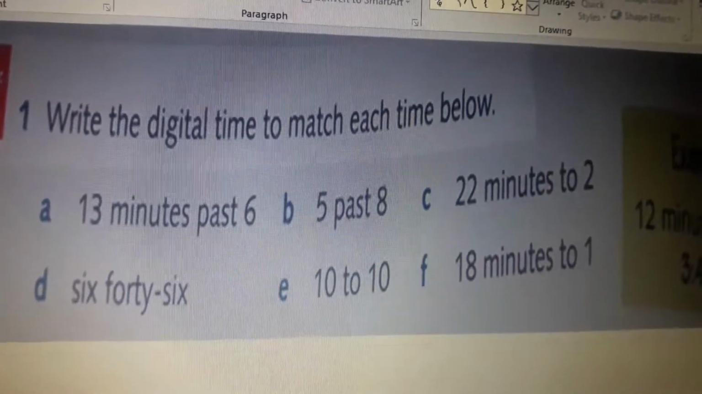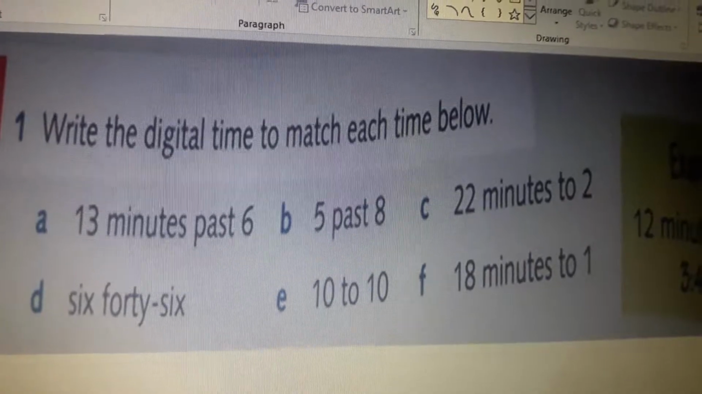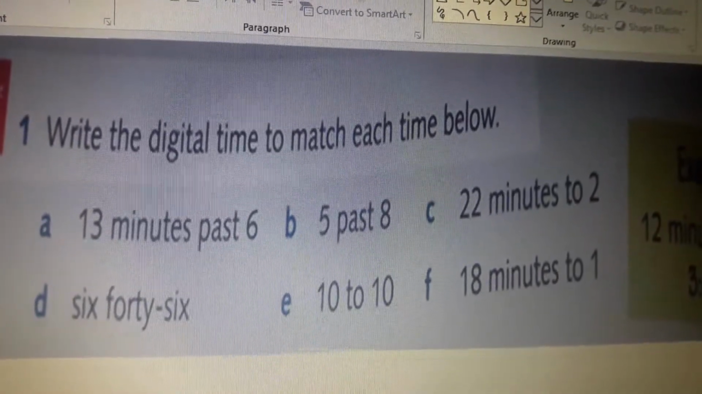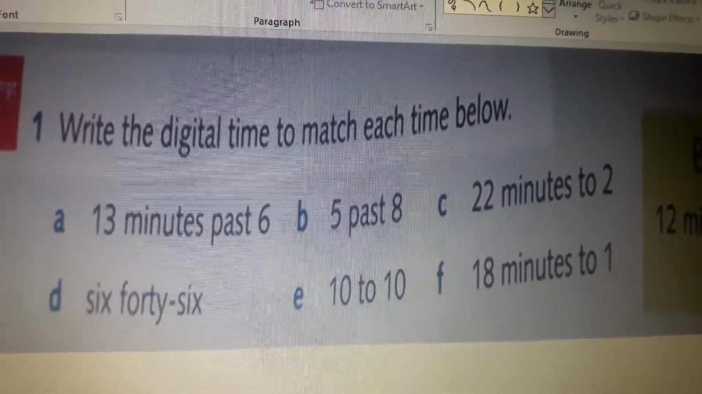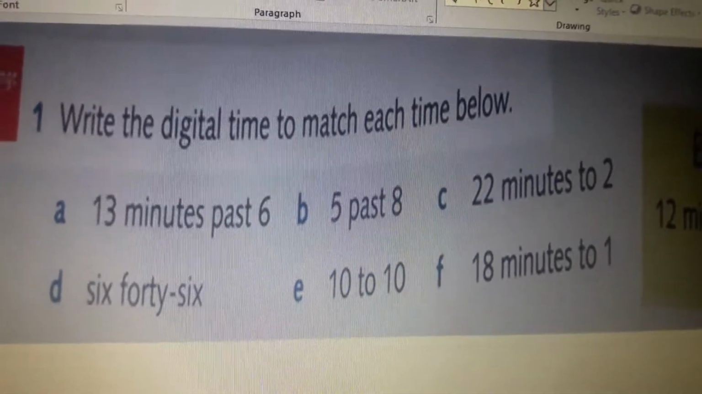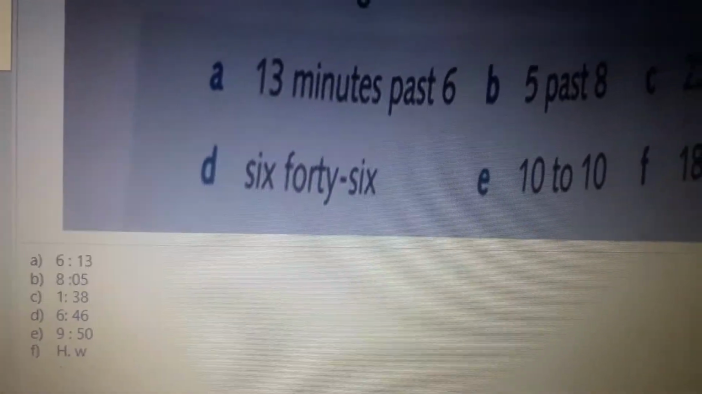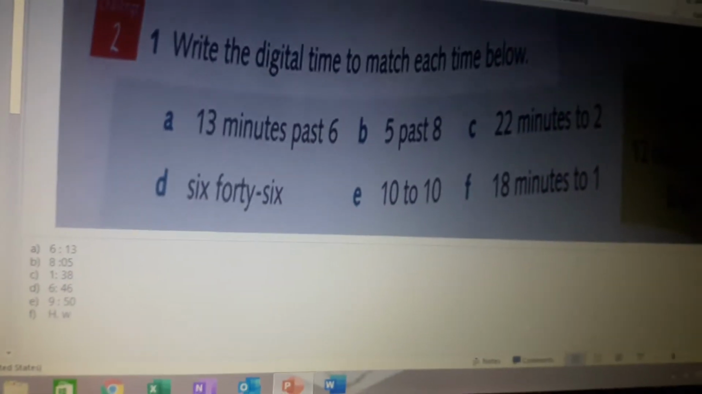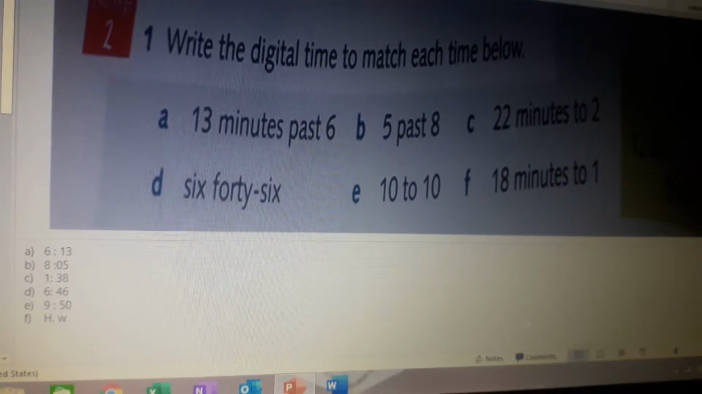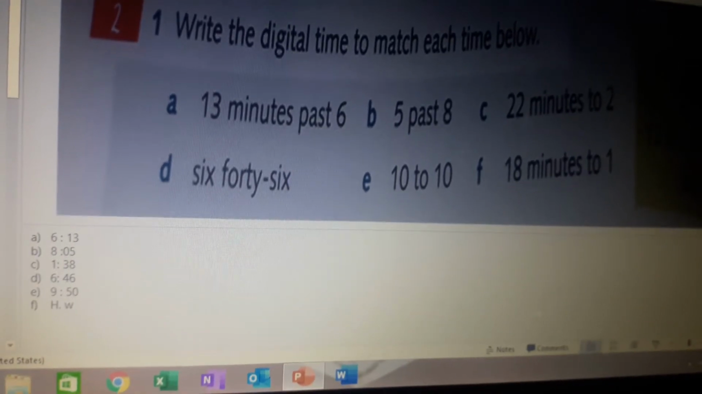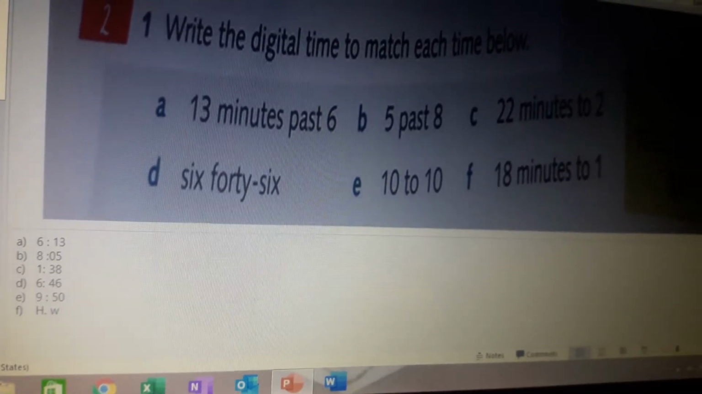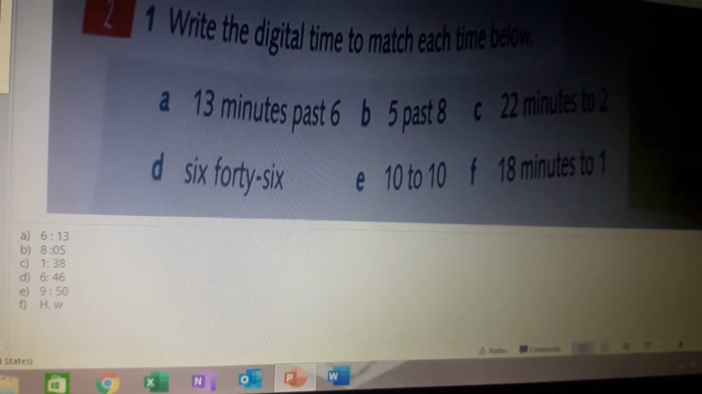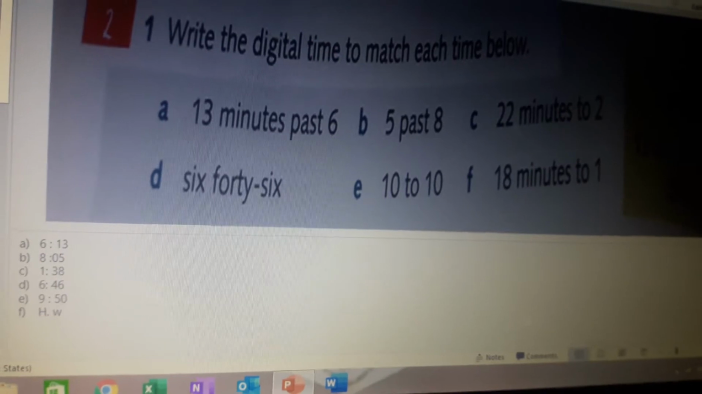The second exercise: write the digital time to match each time below. Number A, 13 minutes past 6. The hour will be 6 and the minute will be 13. It will be 6:13. The second one, we have 5 past 8. The hour is 8. The minute is 5. Then it will be 8:05.